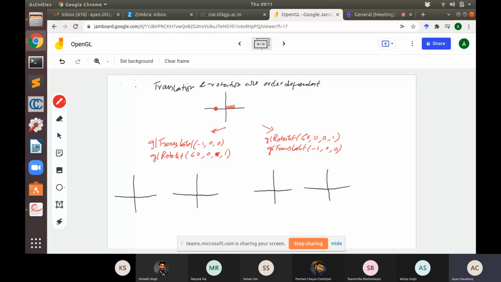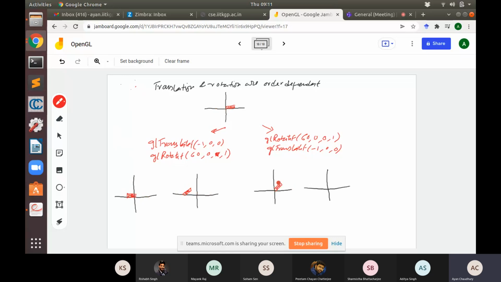So if you translate this by -1, that means it will come here. Okay, and then if you rotate it by 60 degrees, this is again a very simple thing. So basically, it will look something like this. But now if you do the rotation first, so in this case you rotate this by 60 degrees, that means it looks like this.